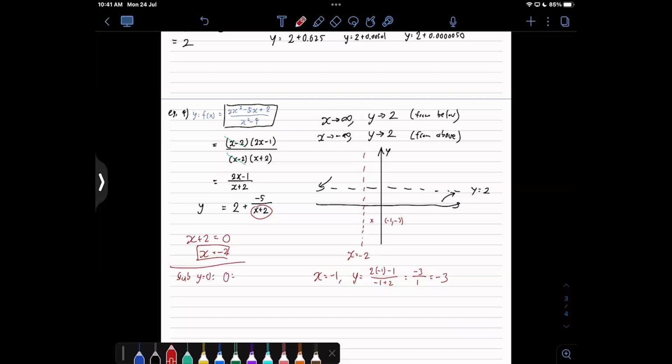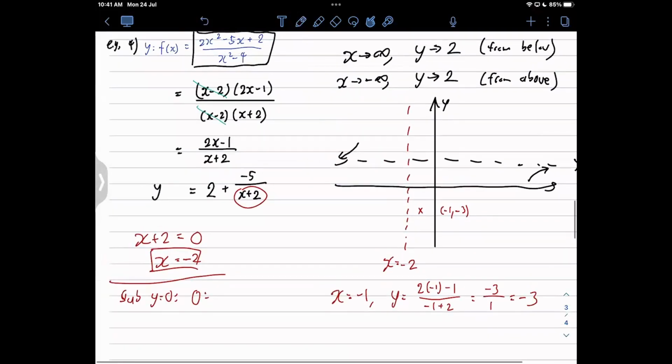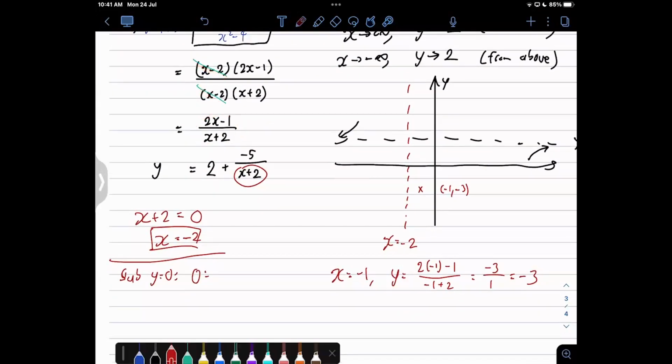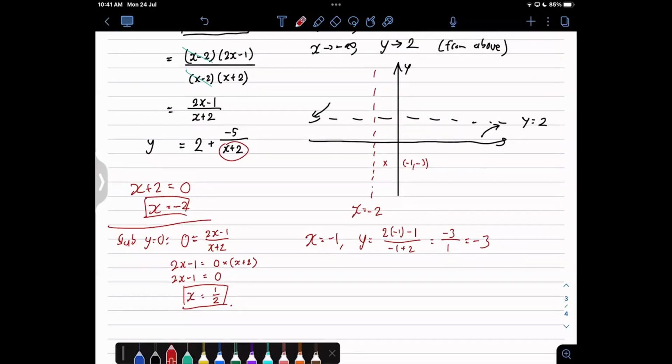We get 0 equals to, I'll just use the simplified version, the one where the x minus 2 cancels away. You get 2x minus 1 over x plus 2. From there, it's just simply 2x minus 1 equals to 0 times x plus 2. Right, if you cross multiply, which essentially means the numerator equals to 0. That's what the video mentioned. Right, just equate the numerator to 0. Then you get x equal to half. So that means you have to pass through (half, 0). Then you just have to connect the dots.